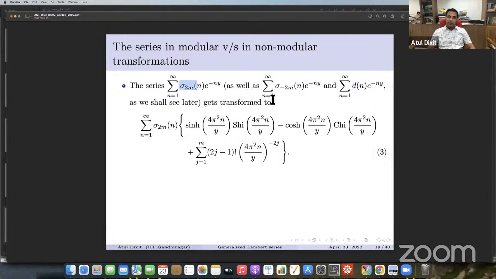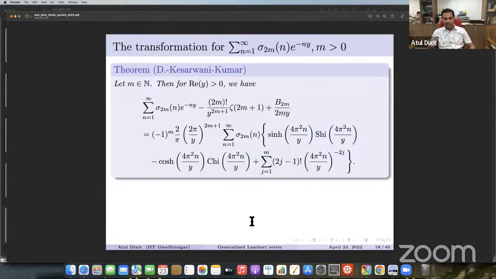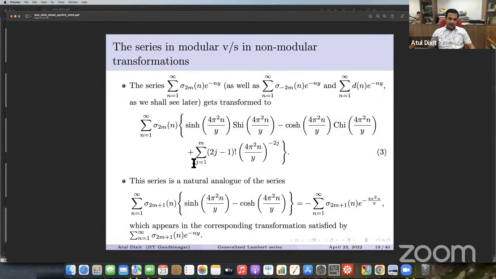Now, when m is a negative integer or 0, this drops out, and so you have only this. But why is it natural? It is because if you do not have Shi and Chi, so just sinh minus cosh, and instead of 2m you have 2m plus 1, then what does it become? This is what we get in the Eisenstein series and all, right? In modular transformations, there is always an odd integer a, and there is essentially a difference of hyperbolic functions, because that difference is nothing but this exponential.